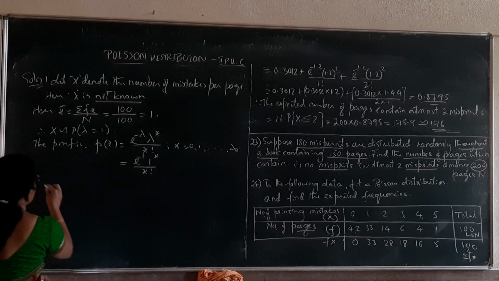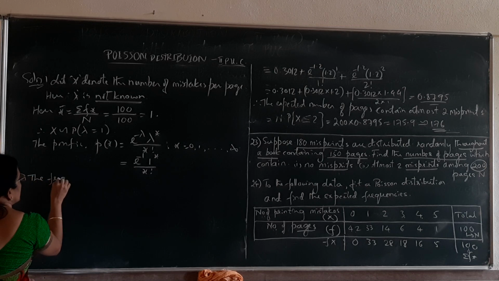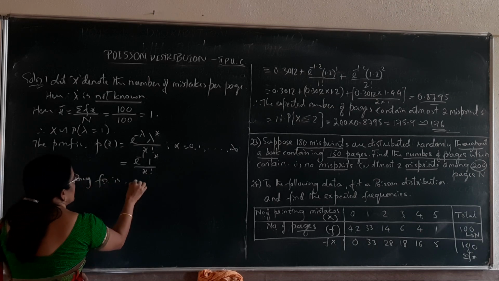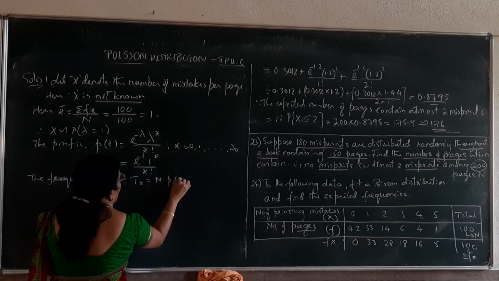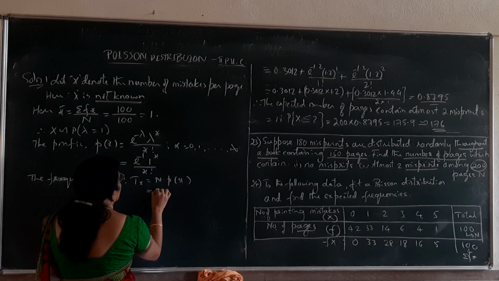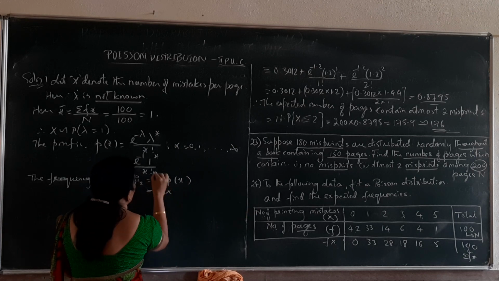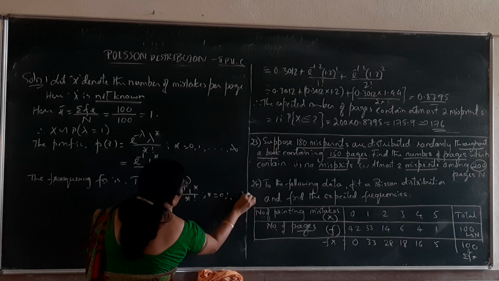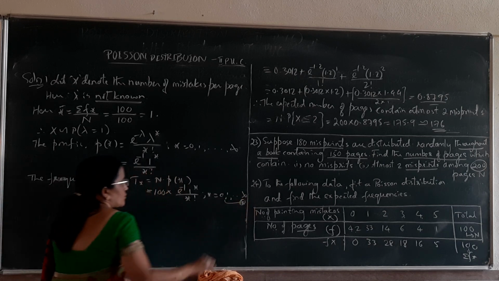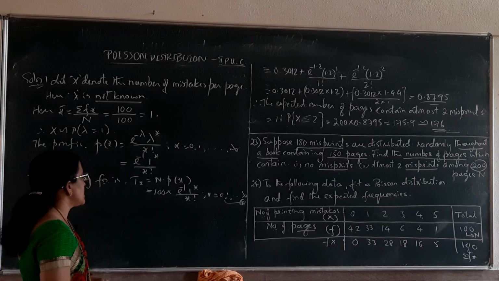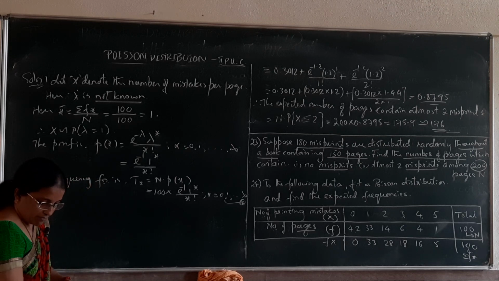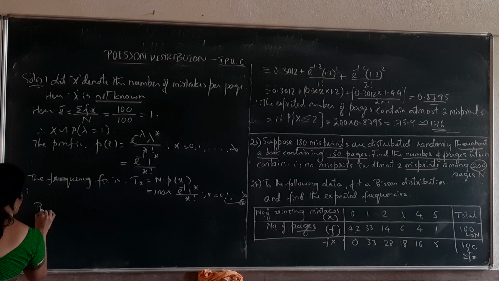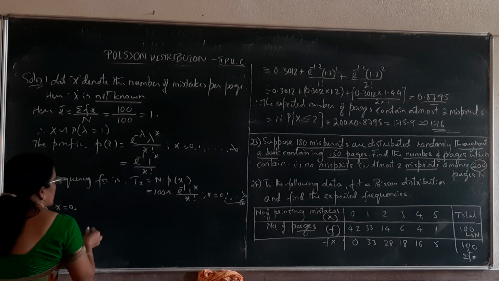After that, I write the frequency function. Same procedure: the frequency function is Tx equal to N into p of x, which is equal to 100 into e power minus 1, 1 power x divided by x factorial, x equal to 0, 1 up to infinity. Now, this term we have to use for finding the theoretical frequencies. Next, start one by one. First, put x equal to 0 in this frequency function.